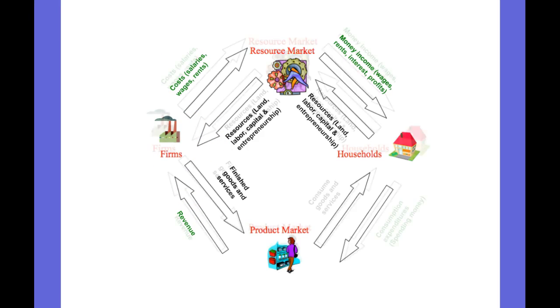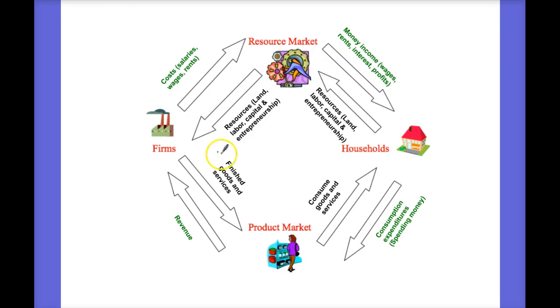So over here they have revenue, cash money, that they get for the products and services that they sell. And then at the product market, households come to the product market and they consume those goods and services that firms have provided. And of course, nothing is free, so they incur consumption expenditures. In other words, they spend money for the goods and services that they receive, or the things that they purchase. So like when you go to the grocery store and you buy an apple, you're consuming that good, that apple, and you're spending money for it, right?